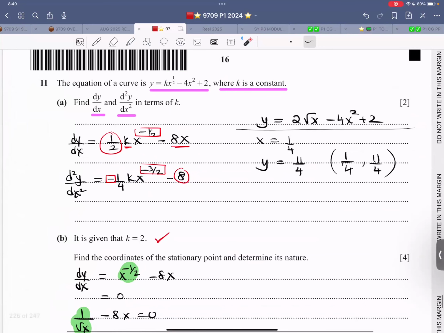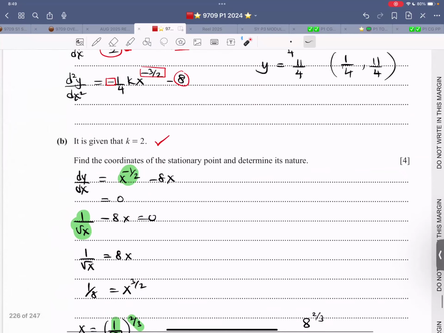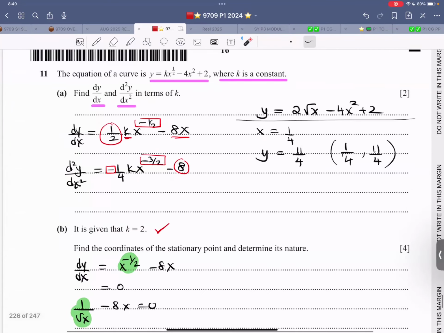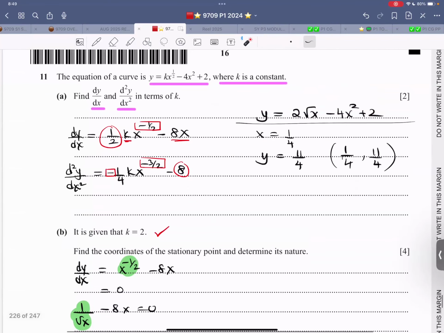And the last question, the equation of a curve is this much, where k is a constant. Find the first derivative. It's in terms of an unknown constant. Find the second derivative. Again, it's indices. It is given that k is equal to 2. Find the coordinates of the stationary point. So k is equal to 2. If I plug in k equals 2 over here, then 2 and half would cancel out. I'm left with x raised to power of -½ minus 8x.